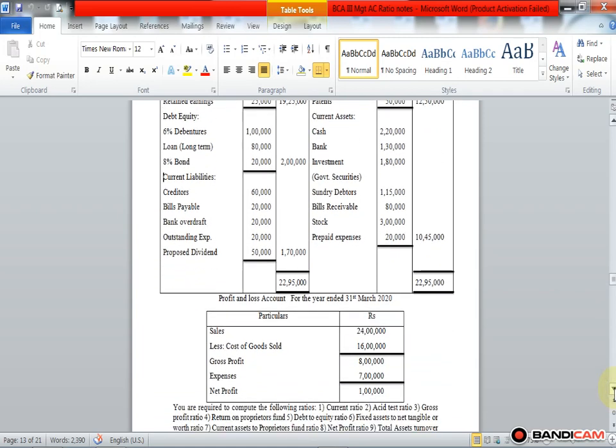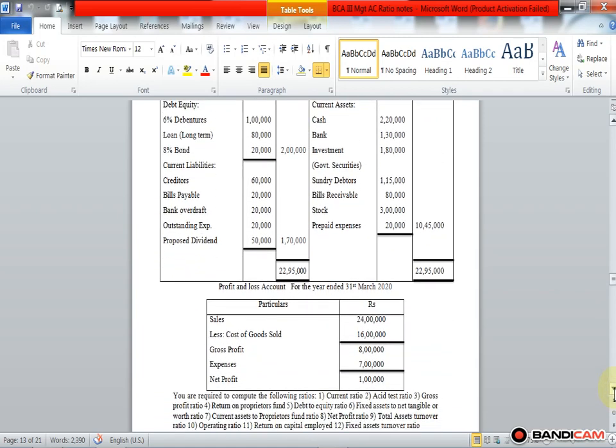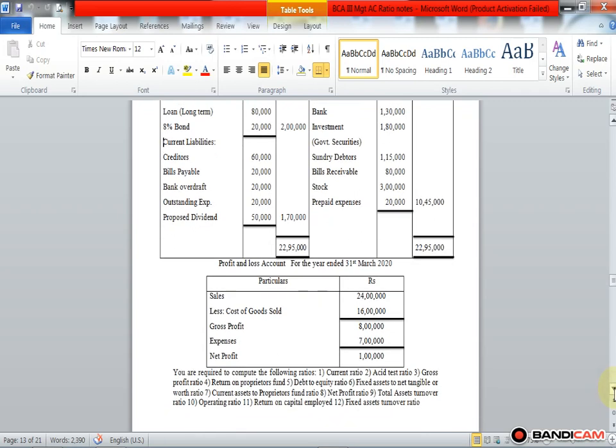The profit and loss account for the year ended 31st March 2020 is also given. Sales rupees 24 lakh, less cost of goods sold 16 lakh. We get a gross profit of rupees 8 lakh, minus expenses rupees 7 lakh. We get a net profit of rupees 1 lakh. So here sales, cost of goods sold, gross profit, operating expenses and net profit are all given in the problem.